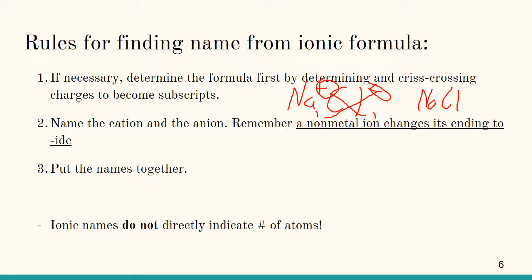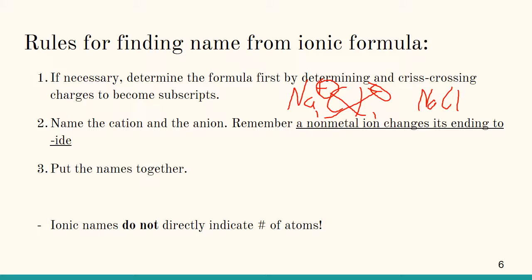To name an anion, we change our ending to "ide." So what was chlorine becomes chloride. So the final step then is just to put our names together. So in this case, we have sodium chloride.